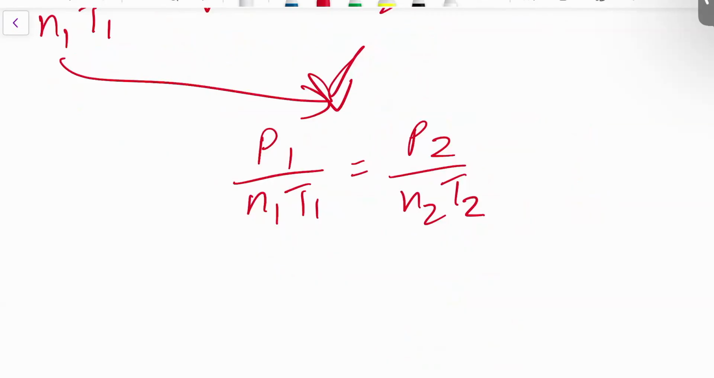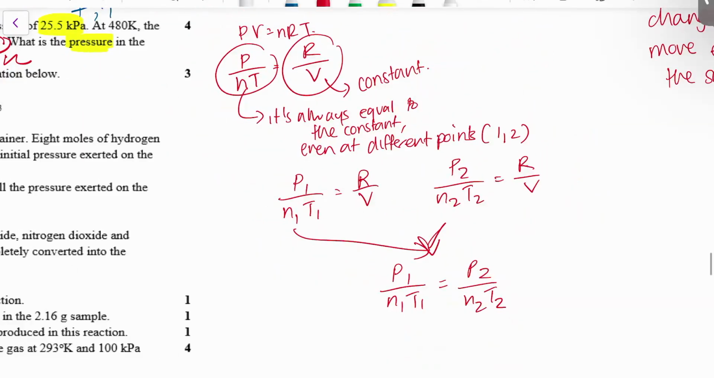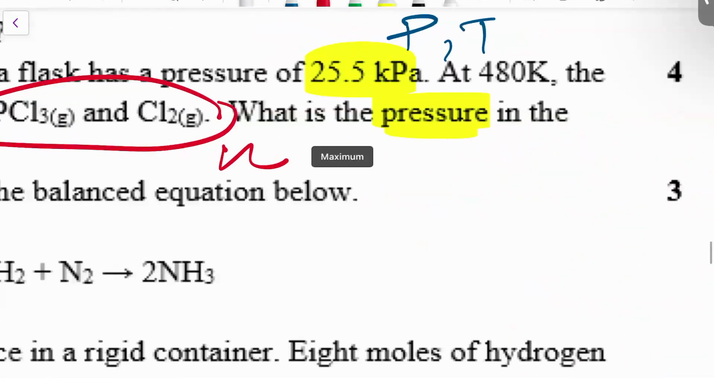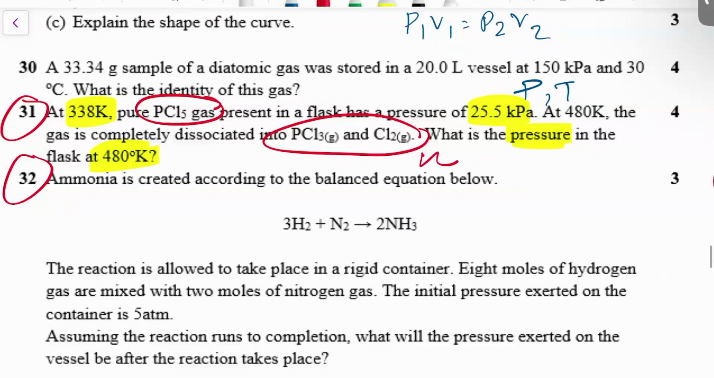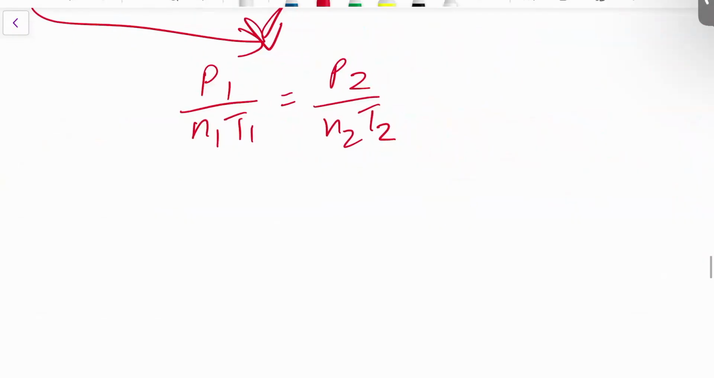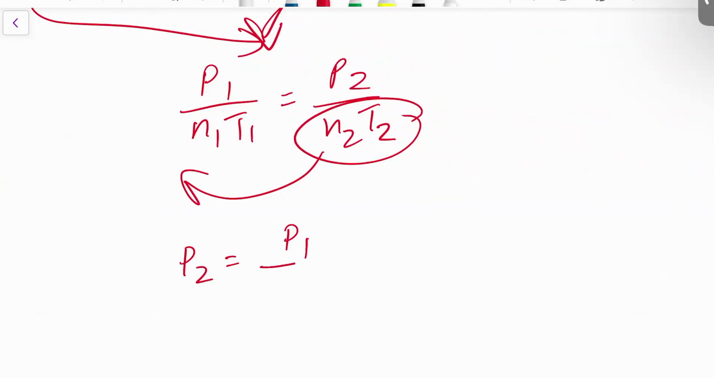Adjust this according to whatever's changing in your question. And then here they've asked you to just rearrange it for what they want. They've asked you for the pressure at 480, which is the new temperature. So they want the pressure at the second point, which is P2. So I'm just going to move this around. They want P2, so I just need to multiply this over: P1 on n1 T1 times n2 T2. So that's what I'm solving for.